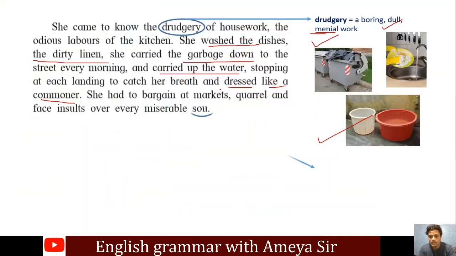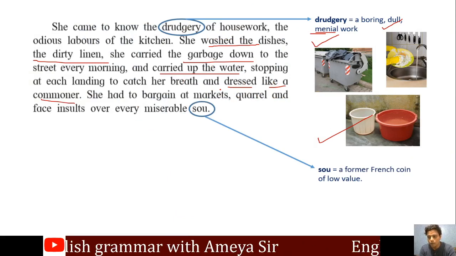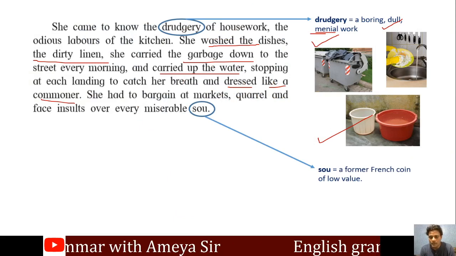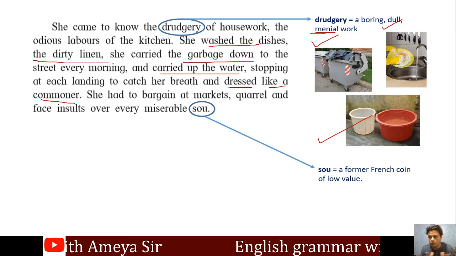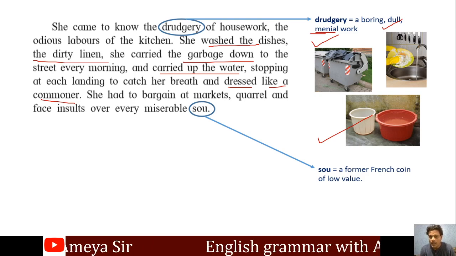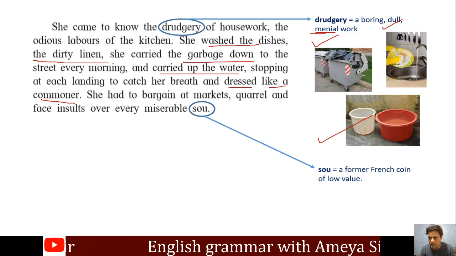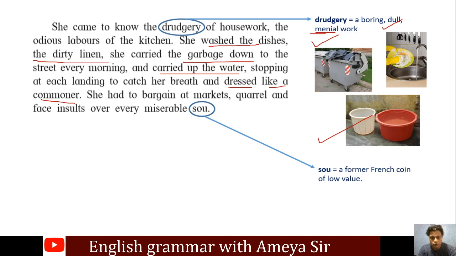What else? There is another thing to study. So now this is a former French coin of low value. I want you to Wikipedia this, guys. You can go ahead and Wikipedia the small amount of money here. It's a unit used in France, but it's a former French coin. I don't think they use that anymore. Now, is there anything else to study here?